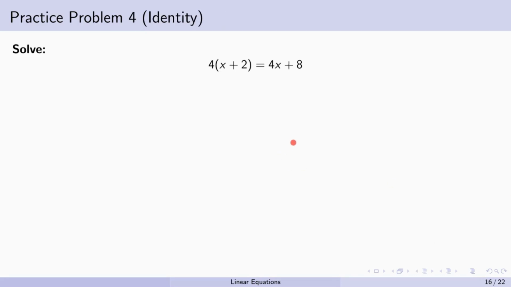4 times the quantity of x plus 2 is equal to 4x plus 8. Again, the first thing that we must do here is to distribute this 4 to x and then positive 2. Now we have 4x plus 8 equals 4x plus 8.